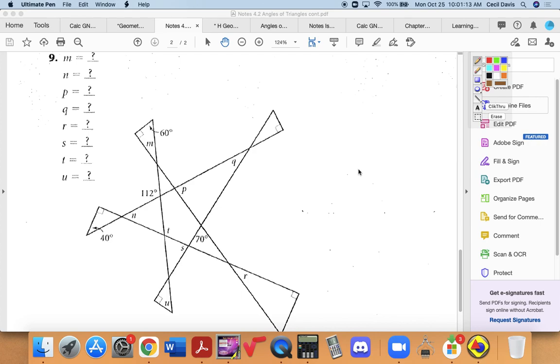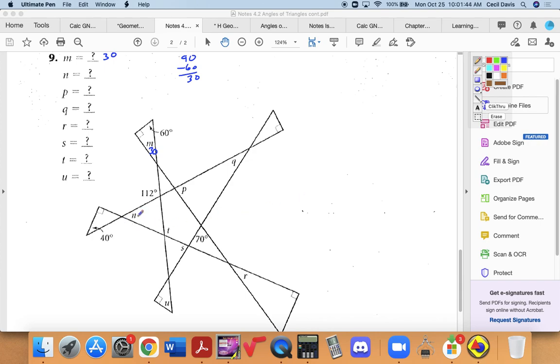What's the faster way? Yes. 90 minus 60. Yes. Remember that in a right triangle, the two acute angles have to add up to 90. So if I just did 90 minus 60, that's 30. And again, it's not wrong if you do it by adding the 90 and the 60, subtracting from 180, but it just takes a little bit longer.